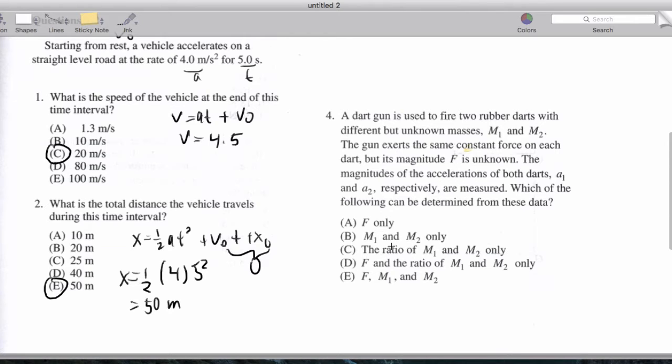Now here, a dart gun is used to fire 2 rubber darts, unknown masses. The gun exerts the same constant force on each dart, but the magnitude F is unknown, and the magnitude of the acceleration is a1 and a2.